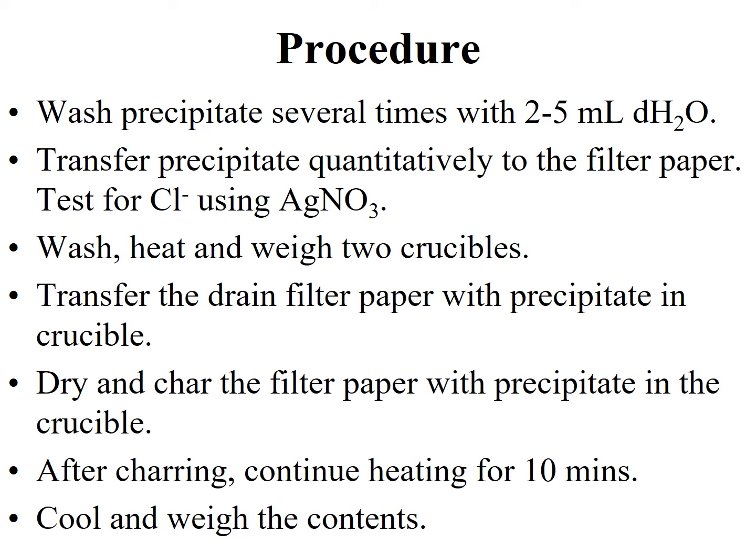When the paper is dry, lift the cover slightly using the tongs, not your hand. This allows access to air, and you increase the heat to char the paper, moving the flame toward the bottom of the crucible. You must not allow the paper to burst into flame, because if that happens, some of your precipitate might be swept up by the escaping gas.